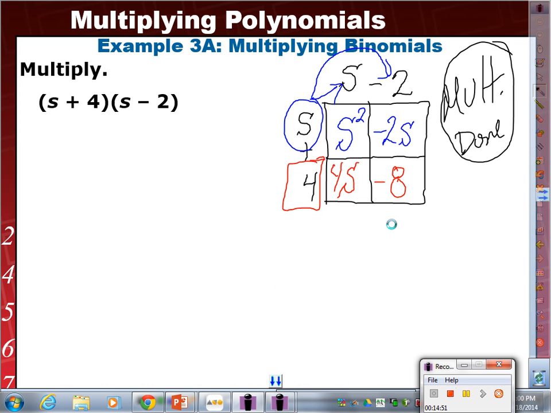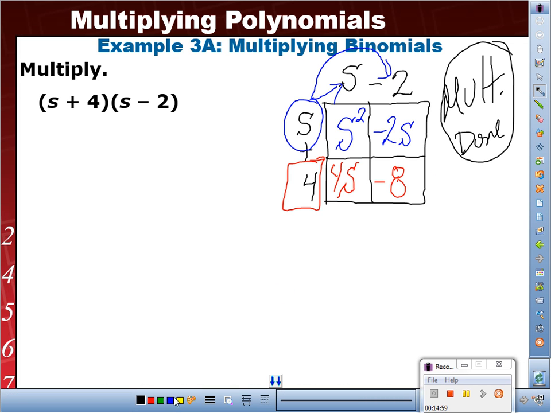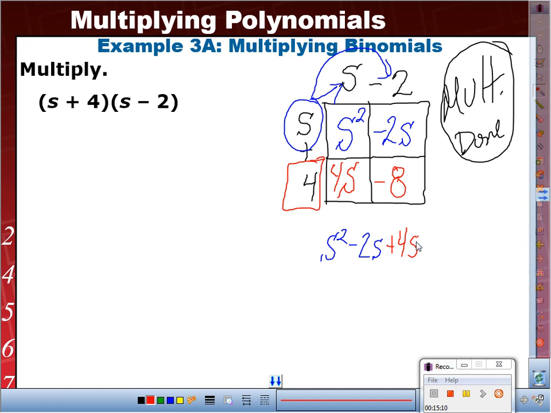I'm going to write whatever is in my area down here. Here he goes. What's here? S squared. What's next? Negative 2S. What's next? A positive 4S. And what else? Negative 8. Are we there so far?